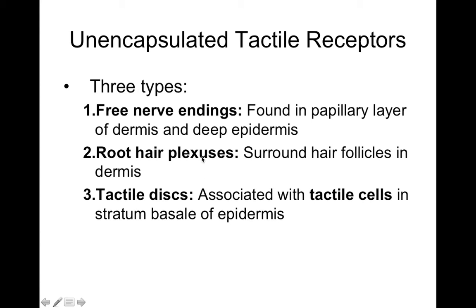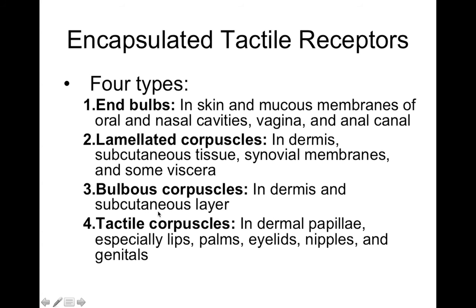Now, root hair plexus you find surrounding hair follicles in skin, and these are also sensitive to things like temperature, pain, and vibration. And this differs from the tactile discs, also called the Merkel cells, which we talked about in AMP1. These tactile cells are basically specialized epithelial cells located in the stratum basale of the epidermis, and they respond to things like light touch on skin.